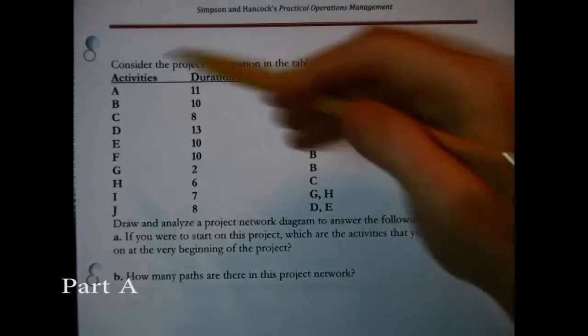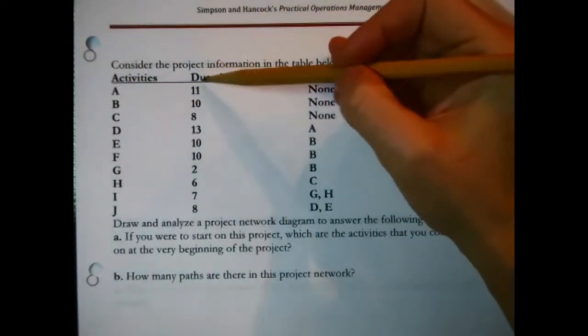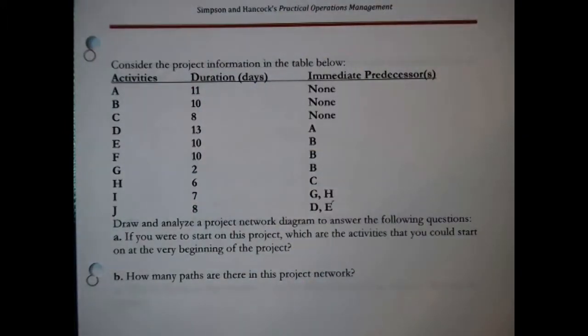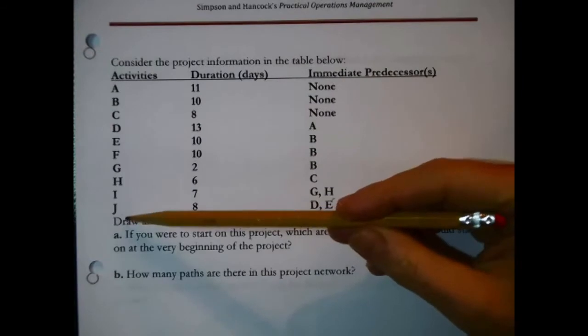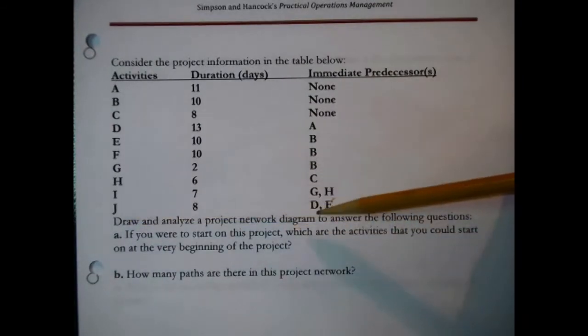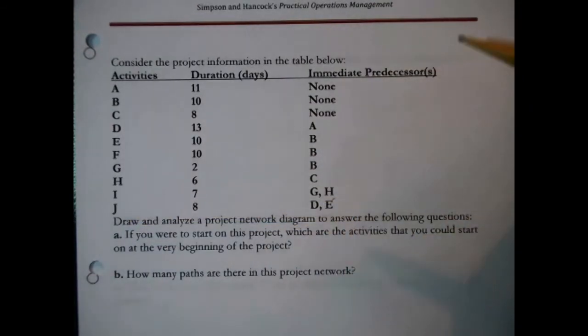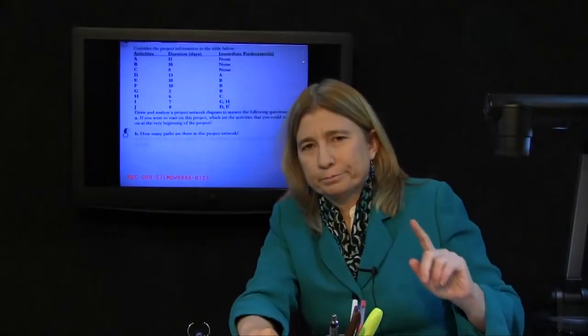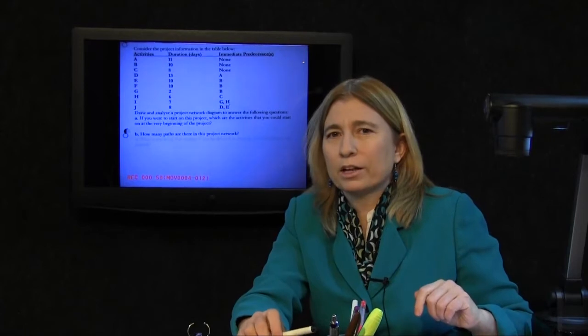This is a CPM problem because all it does is list activities, how long they're going to take, and precedence relationships, and then that's it. Actually, there's a little bit of instruction squeezed in here. Draw and analyze the project network diagram. That's why I got a hold of a pencil to answer the following questions. Now, we will do that. We will draw a network and we will analyze it.